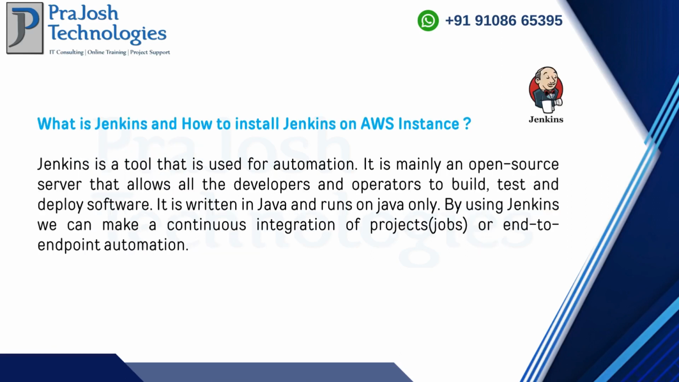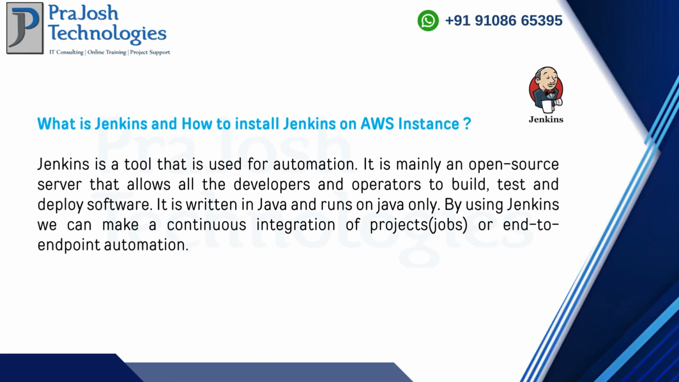And now let's understand what is Jenkins. So when I say what is Jenkins, Jenkins is a tool that is used for automation. It is mainly an open source server that allows all the developers and operators to build, test, and deploy the software. It is written in Java and runs on Java. By using Jenkins, we can do continuous integration of projects or end-to-end automation. So by describing this, it clearly states that Jenkins is basically used for the automation.